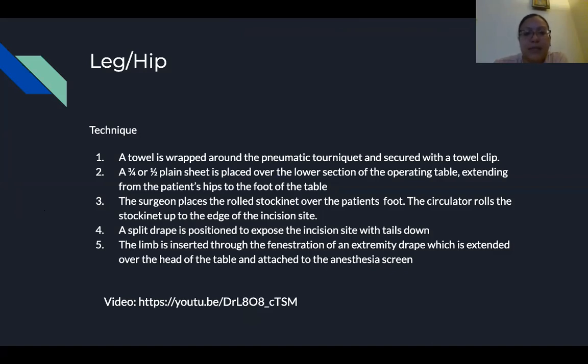The surgeon places the rolled stockinette over the patient's foot. The circulator rolls the stockinette up to the edge of the incision site. A split drape is positioned to expose the incision site with tails down. The limb is inserted through the fenestration of an extremity drape, which is extended over the head of the table and attached to the anesthesia screen.